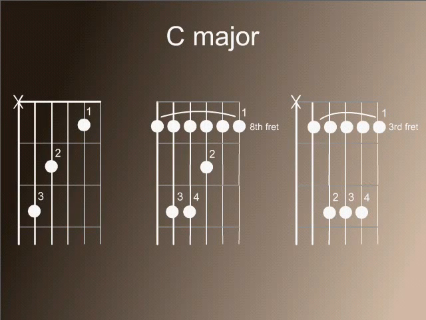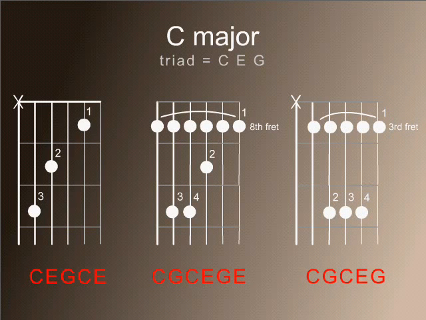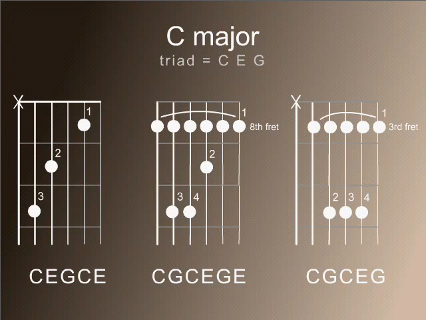All C major chords then are constructed using these 3 notes. You'll notice the notes aren't necessarily in order and are repeated where necessary. This has no impact on the name of the chord. As long as the 3 notes of the triad are used, it will always be the C major chord.